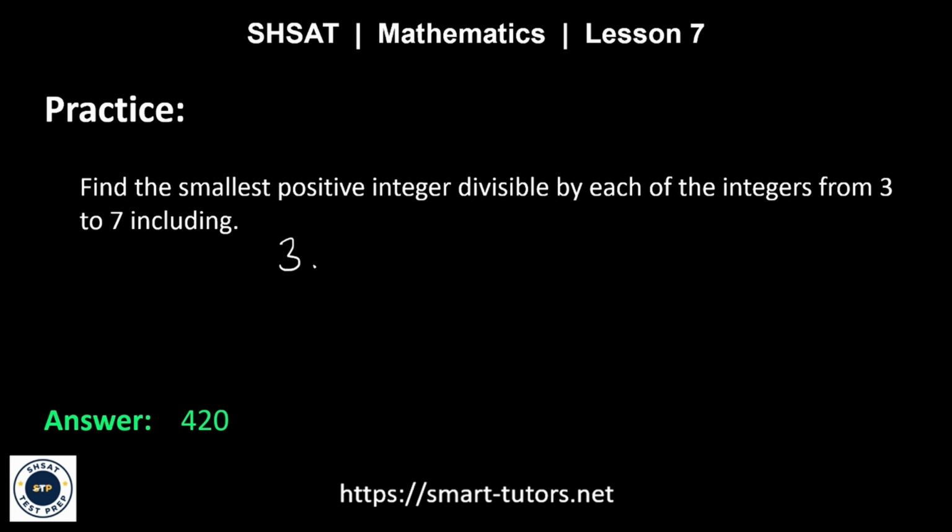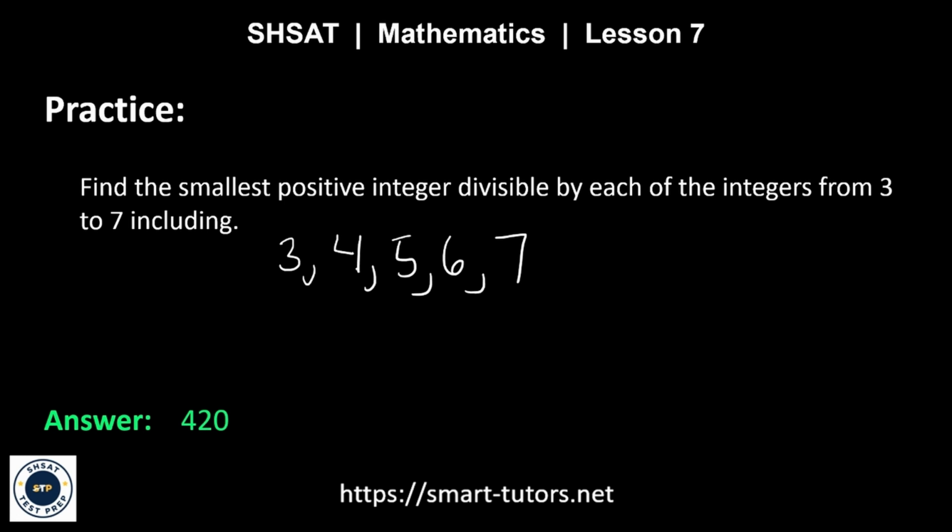Find the smallest positive integer divisible by each of the integers from 3 to 7. So the integers from 3 to 7 are 3, 4, 5, 6, and 7. So I want to get the smallest positive integer that can be divided by all of these. So I can multiply all of these in order to get an integer that's divisible by all of them too. But I don't know if I will get the smallest number, and I want to make sure I'm not getting a number that's really big when it could be smaller.